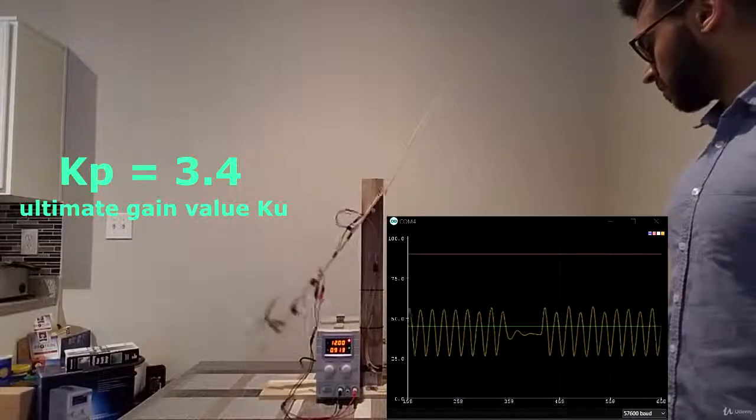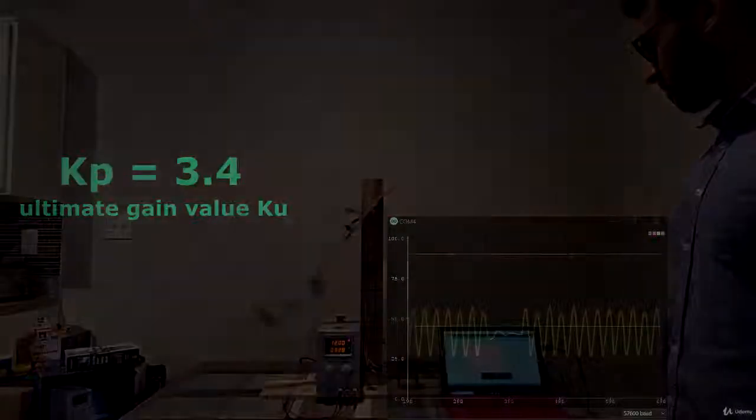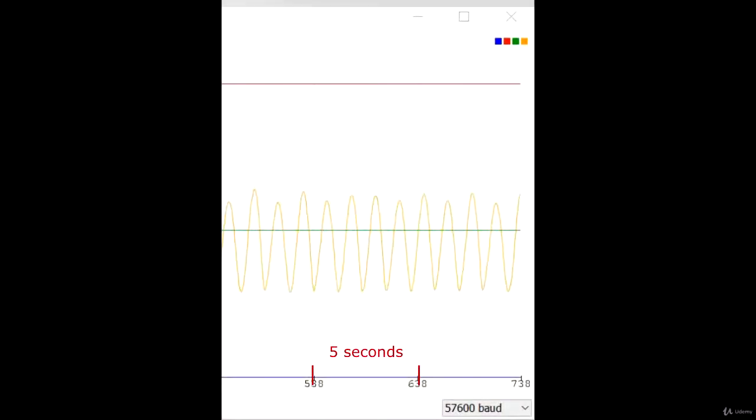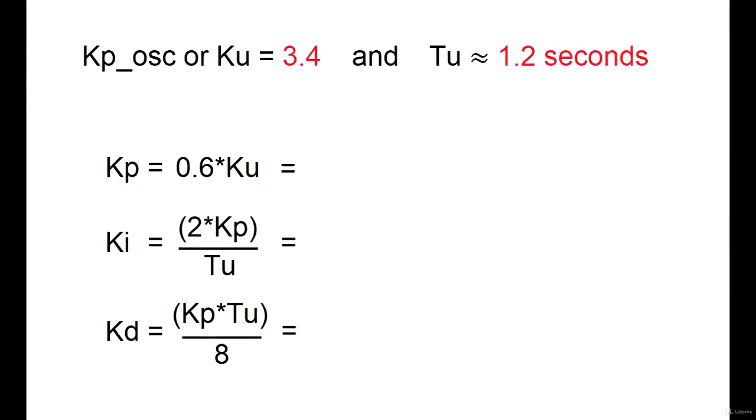Now we need to know the period of this oscillation. From taking a look at the serial plotter, I estimated it to be around 1.2 seconds. Now that I've gotten the Ku and Tu values for my system, I'm going to simply plug them into the formula provided by the method. And now here are the P, I, and D gain constants I get. Let's try these out.